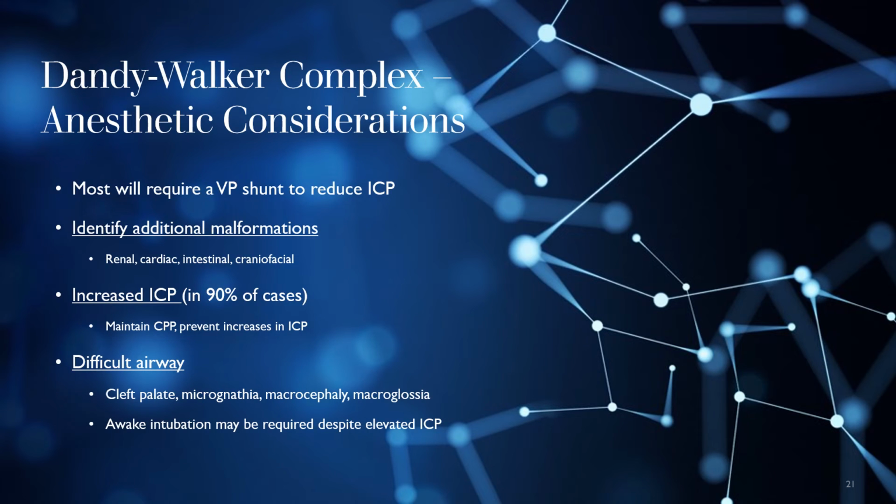So moving on to our anesthetic considerations, most of these patients will require a VP shunt if they have elevated ICP. If this patient's coming to the operating room, again, identify any additional malformations that are present, as we talked about. If they're coming for a VP shunt, they most likely will have elevated ICP, and that brings in your typical ICP goals. This is often in conflict with the difficult airway that we talked about previously. These patients have cleft palate, micrognathia, macrocephaly, and macroglossia. An awake intubation may be required despite an elevated ICP.